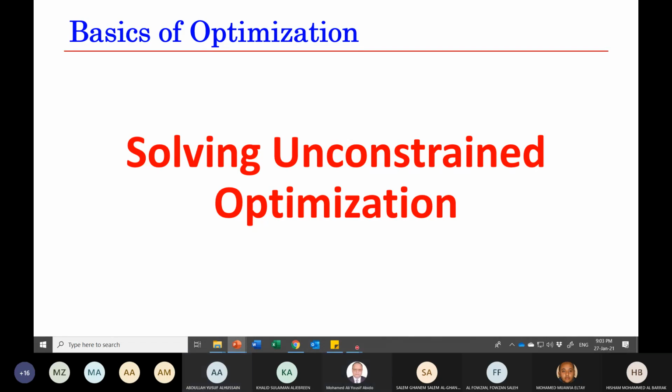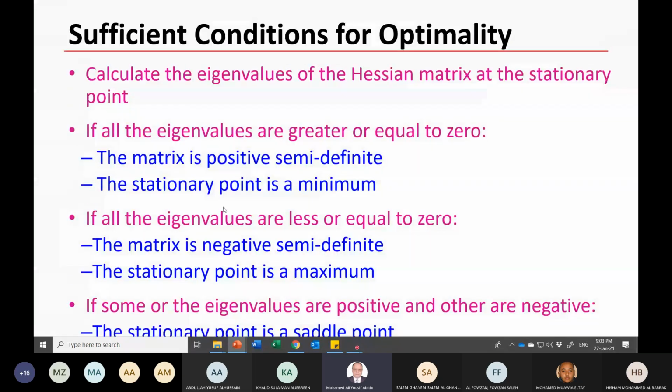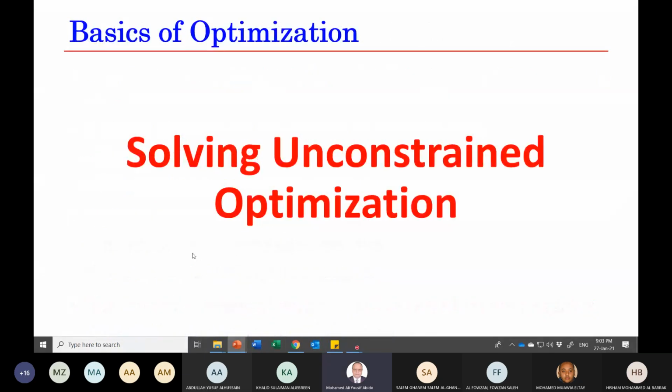Yes. So these are all the conditions for the eigenvalues. If they are greater than or equal to 0, it means local minima; less than or equal to 0, local maxima; and here you have the flat point, if some of them are positive and some of them are negative.